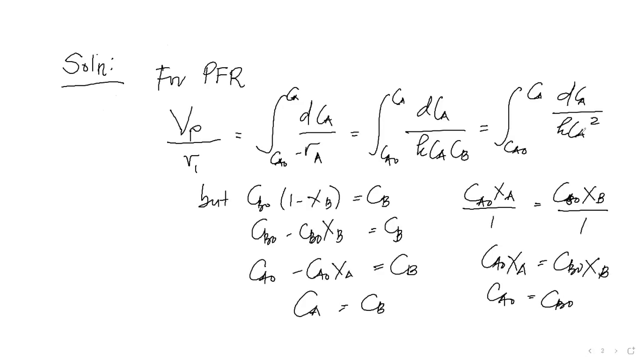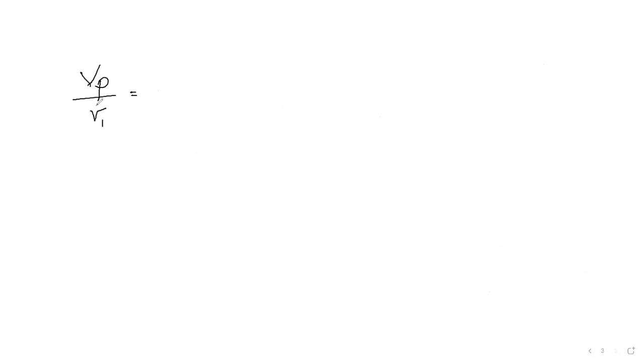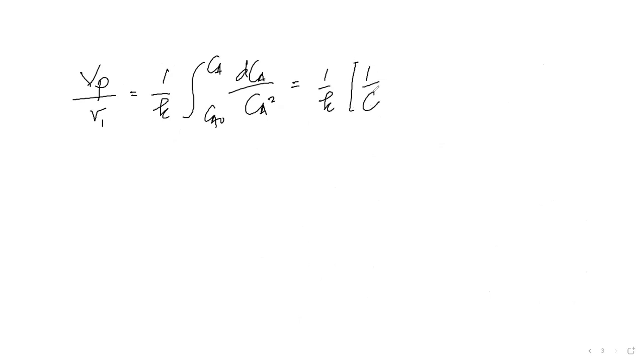we can now evaluate rather the integral that we have here. We can write the k outside the integral symbol. So you have CaO to Ca dCa over Ca squared. If we process the integration, this would yield 1 over k times 1 over Ca minus 1 over CaO. Okay?